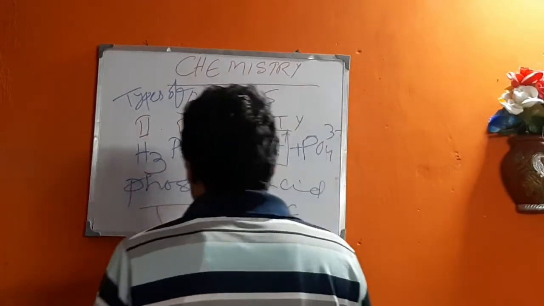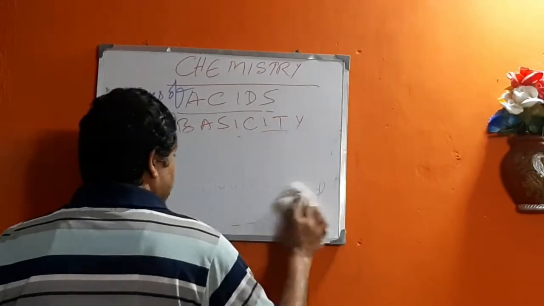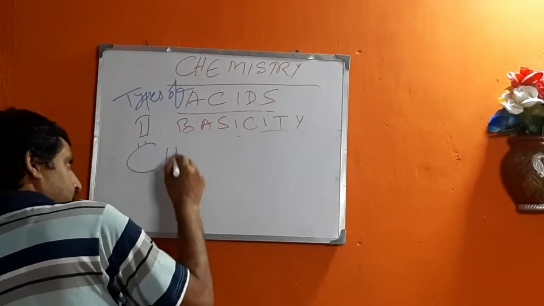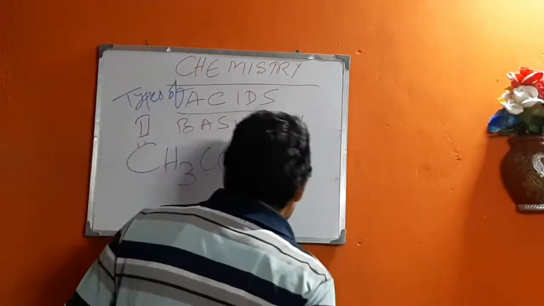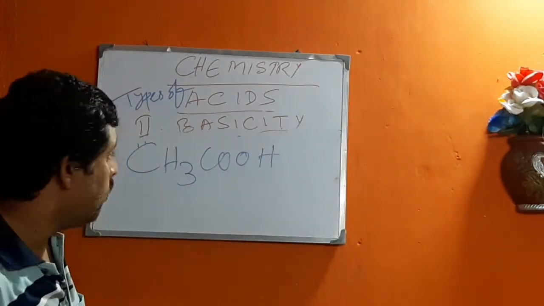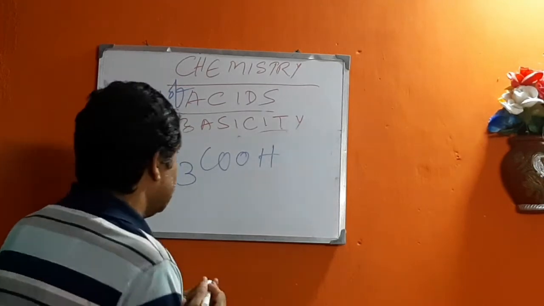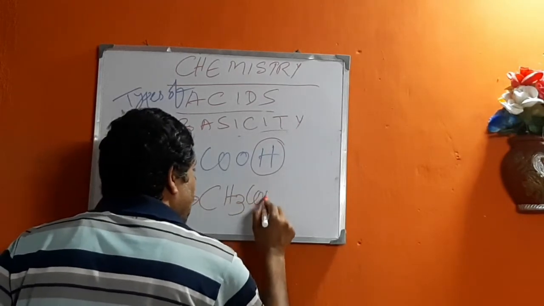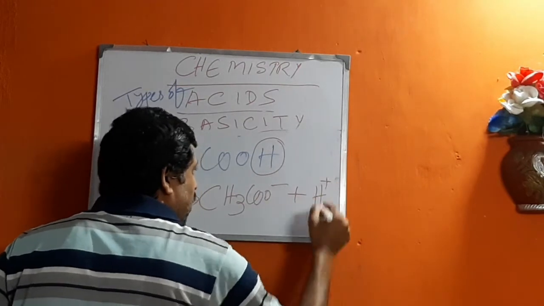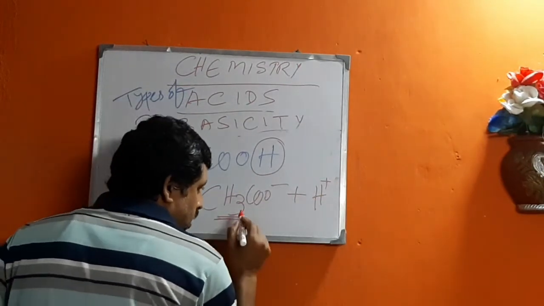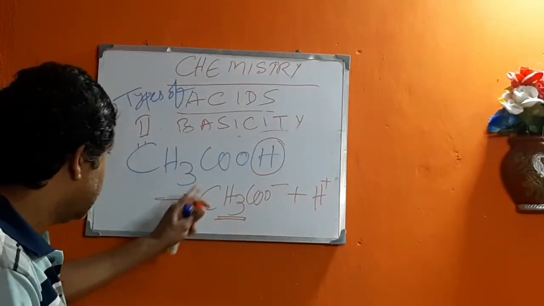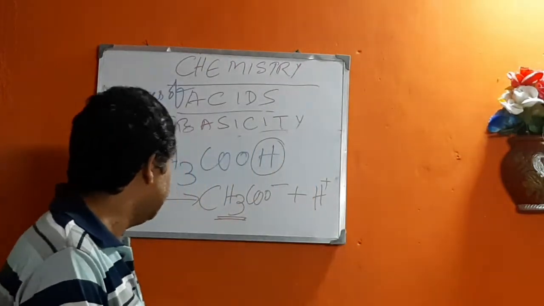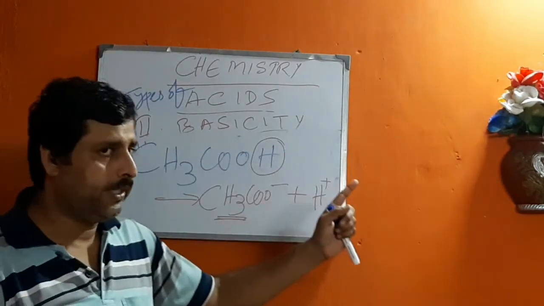If I take the example of acetic acid and compare it with phosphoric acid, the concept will be very clear. For example, acetic acid, CH3COOH: the number of hydrogen atoms is 3 plus 1, that is 4, but the replaceable hydrogen ion is just this one. When it dissociates, it gives CH3COO-, the acetate ion, and one hydrogen ion. The other hydrogen atoms remain intact. So although it contains 4 hydrogen atoms in one molecule, its basicity is 1. So acetic acid is simply termed a monobasic acid.